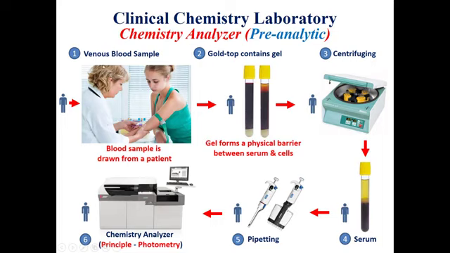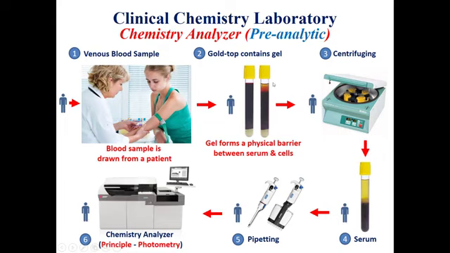These are the steps in the pre-analytic phase. As we can see, firstly, a venous blood sample will be drawn from a patient using a vacutainer with a gold top, which contains a clot activator and a gel, which will be the physical barrier between the serum and the blood cells.